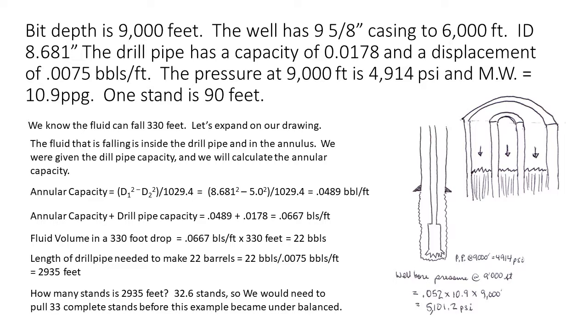Now, to get the fluid volume of 330 feet, we multiply the 330 foot drop by the annular and drill pipe capacity to get 22 barrels. We get those barrels by pulling the steel volume of the drill pipe. This is the steel displacement, also given, 0.0075 barrels per foot. Dividing the 22 barrels by the steel displacement, we get 2,935 feet, or 33 complete stands.